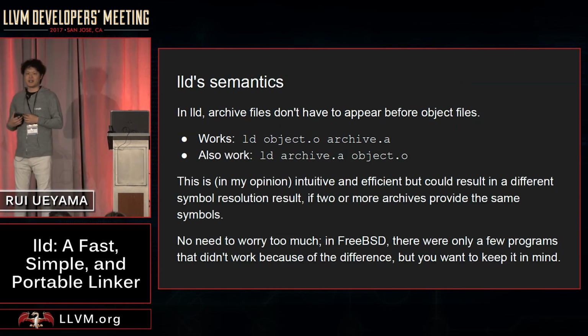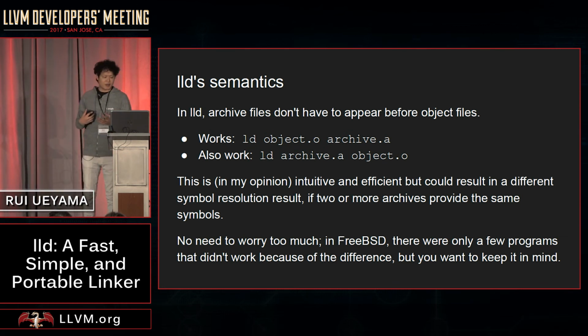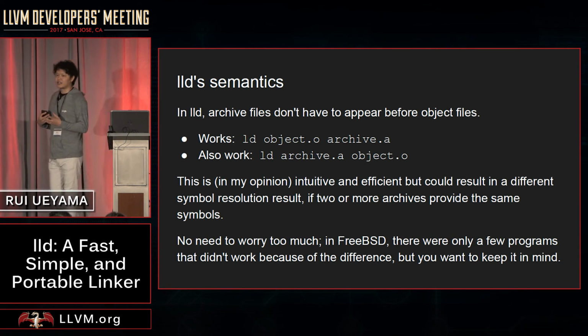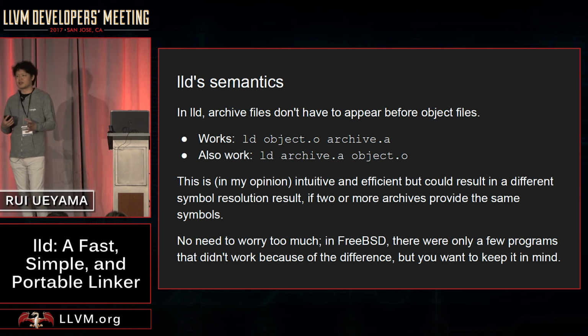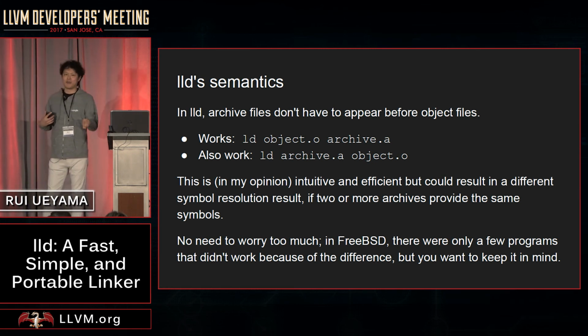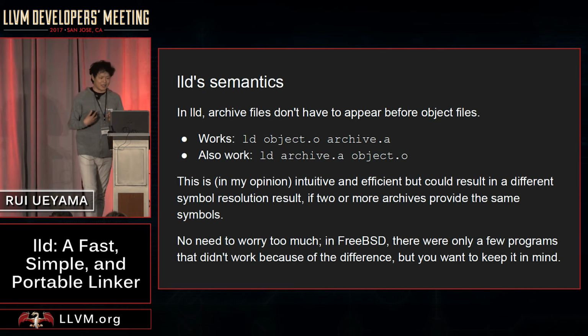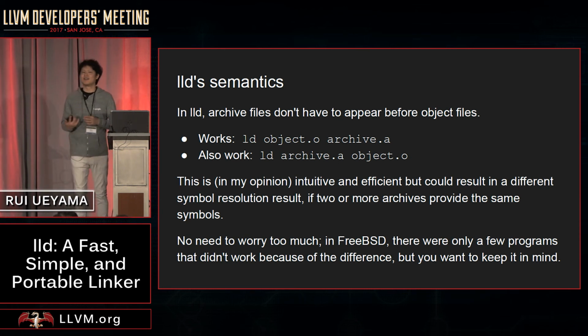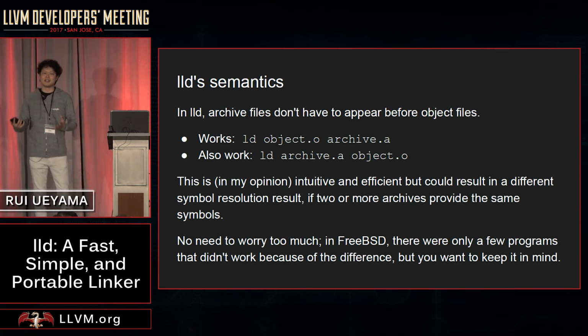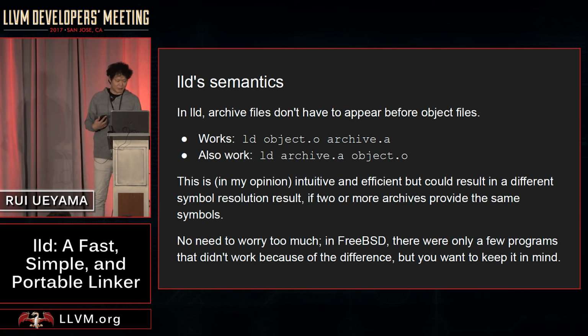So LLD implements different semantics, which are actually Windows semantics, and I like these semantics. LLD doesn't really care about the order of archive files. Well, sort of cares, but it's not very picky, because LLD doesn't forget archive file symbols after visiting them. So LLD can go back and pull out object files if it has to. I think this is a cleaner solution and it's more efficient. You don't really have to worry too much about it because almost all programs just link fine. In a few cases you can observe the difference, but in most cases that indicates an error in your program, like two archive files containing the same symbol. But this is something you want to keep in mind.